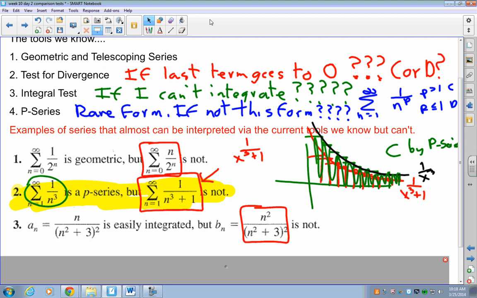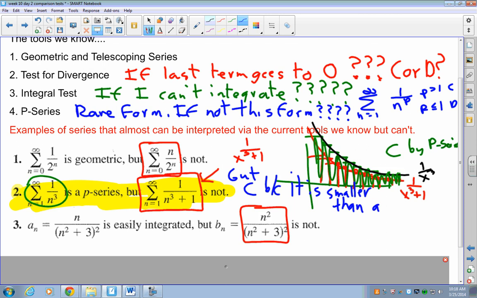So what's our gut telling us on 2? Converge, because it is smaller than a dude we know converges. Because, okay, just that thought process. I haven't formally taught you the rule yet, but what's up?